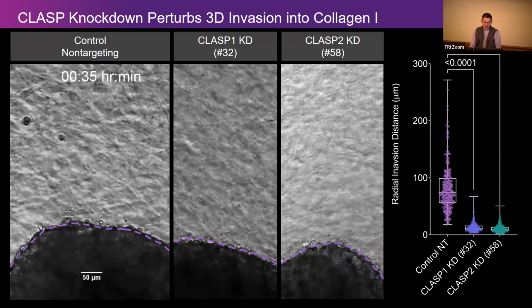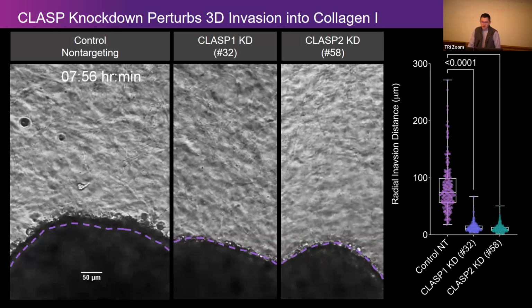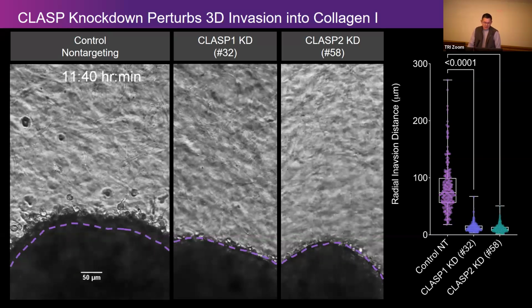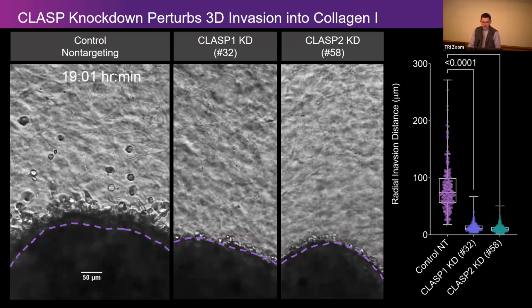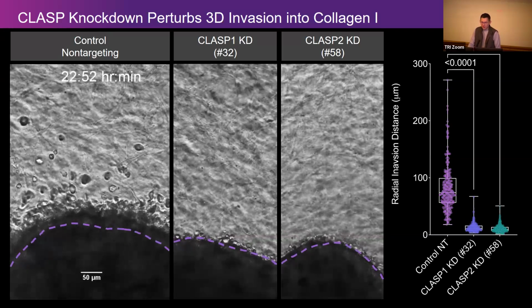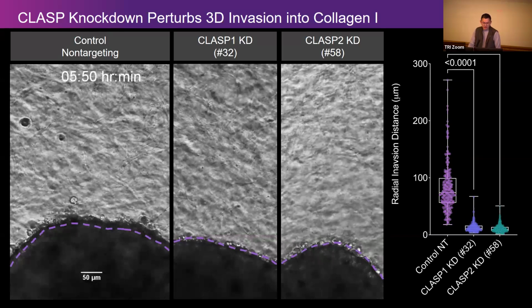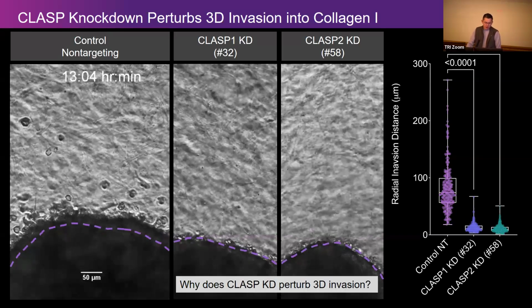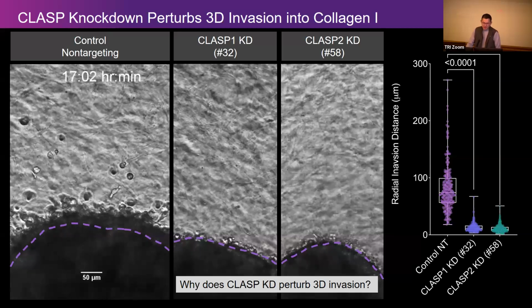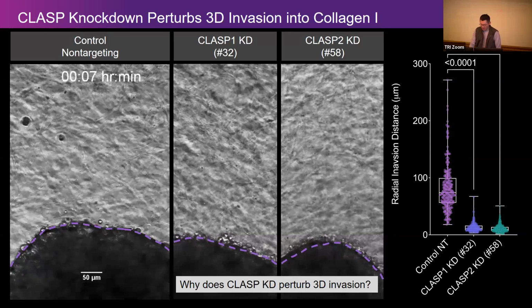Now, when we knock down CLASP, we get a pretty dramatic perturbation of this invasion into the 3D collagen. We can quantitate this nicely, but this doesn't tell us anything about the role of CLASP, apart from that it's probably important in 3D cell invasion for melanoma cells. And so then we wondered what the mechanism is, and why CLASP knockdown perturbs how cells invade in 3D.